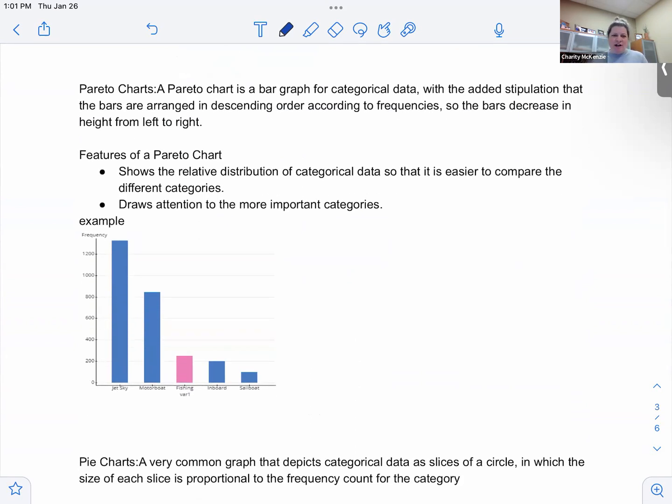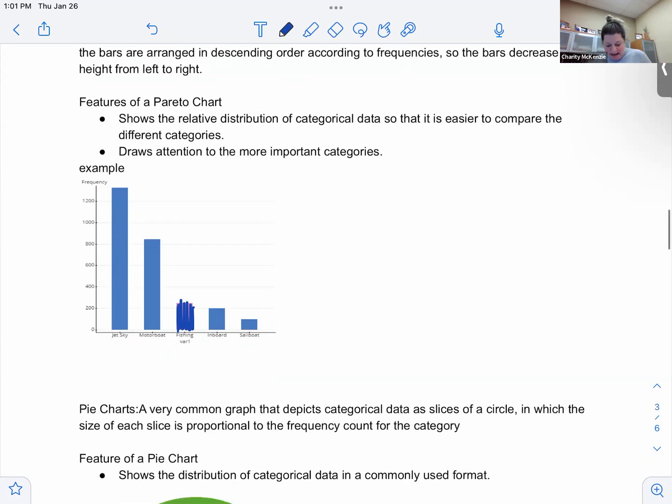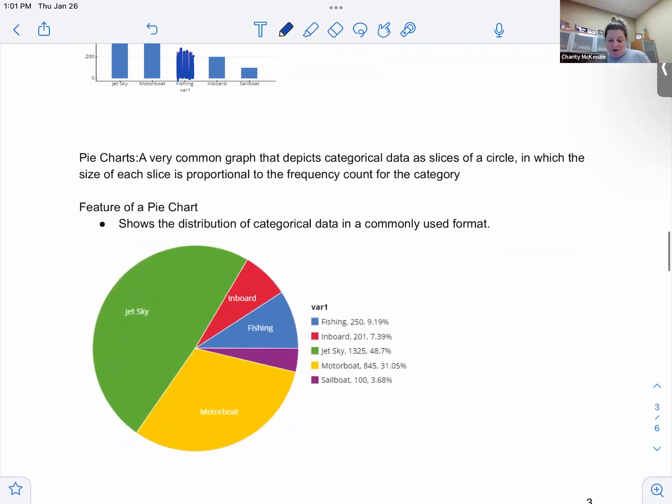So a Pareto chart is just where you do the bars in order. Fishing is still pink. Okay, it's no longer pink. I'll have to show you that maybe if I can get it to do it in StatCrunch, but this is the same thing. It's a bar graph, but I wanted to start with the highest to lowest so I could emphasize the difference between them instead of it kind of going up and down. So same thing.